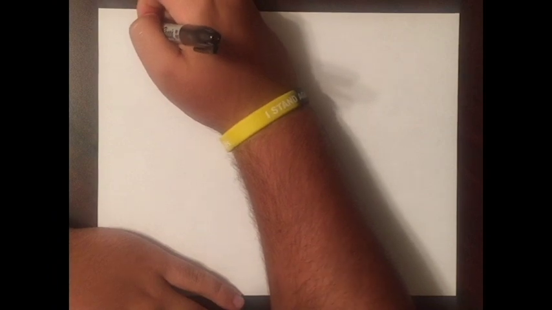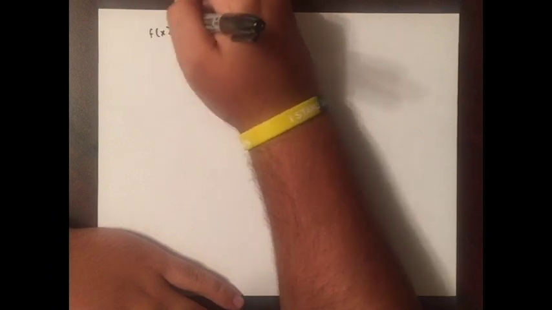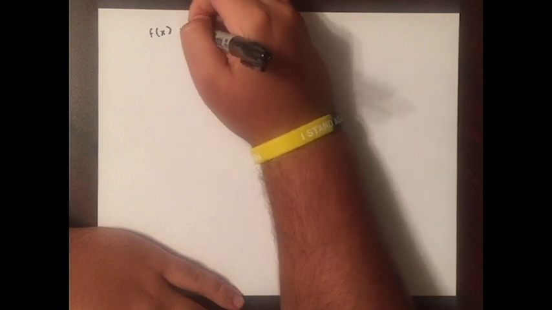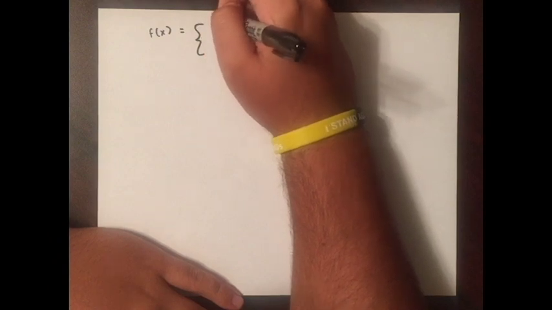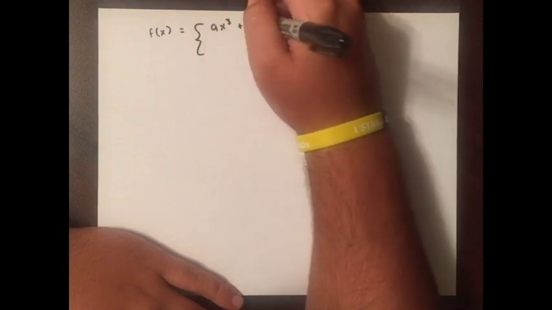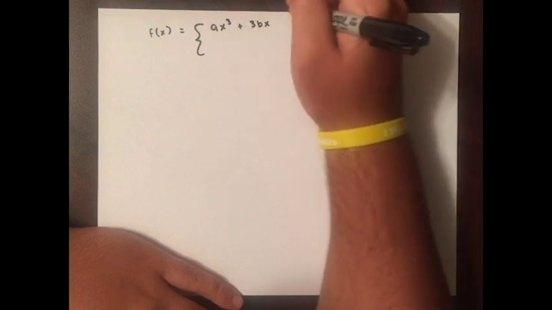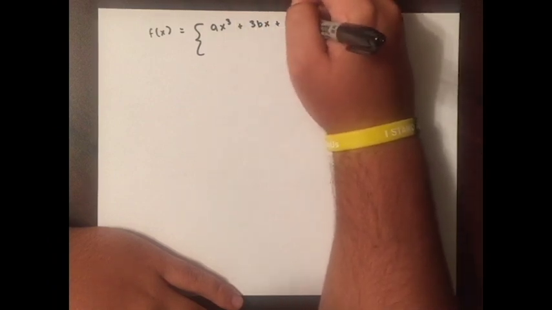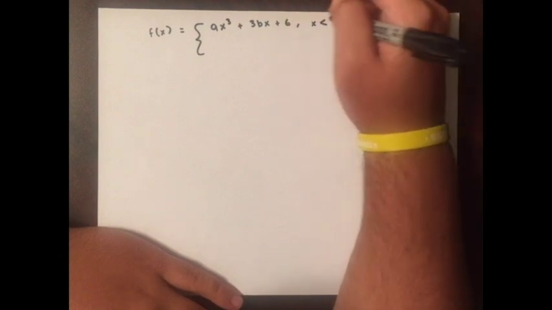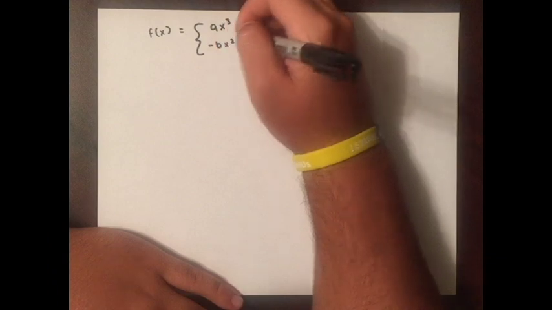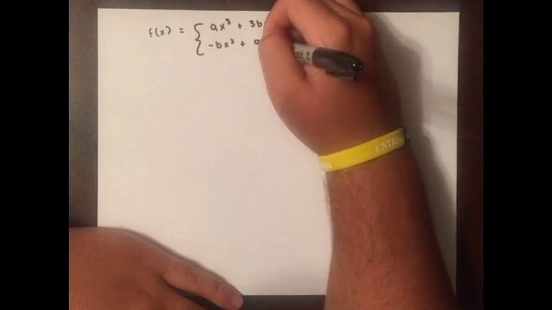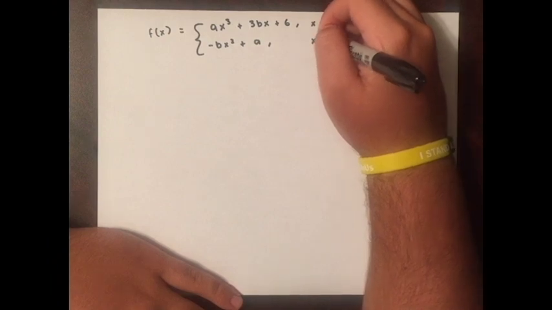Alright, so for this test, you're gonna have to determine values for both a and b so that the function that's given is both continuous and differentiable at x equals -1. And the function given is a piecewise function. The first part is a times x to the third plus 3bx plus 6 from when x is less than -1, and the second part is negative bx squared plus a from when x is greater than or equal to -1.